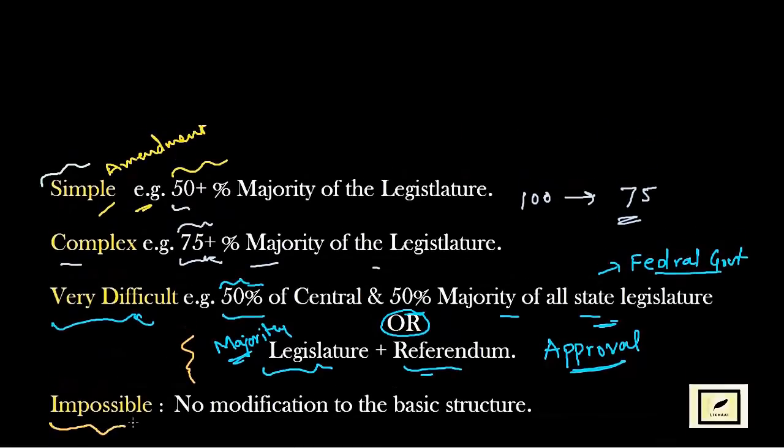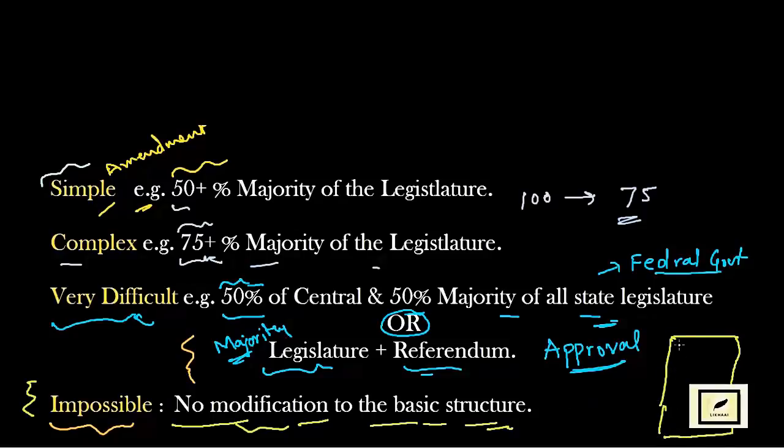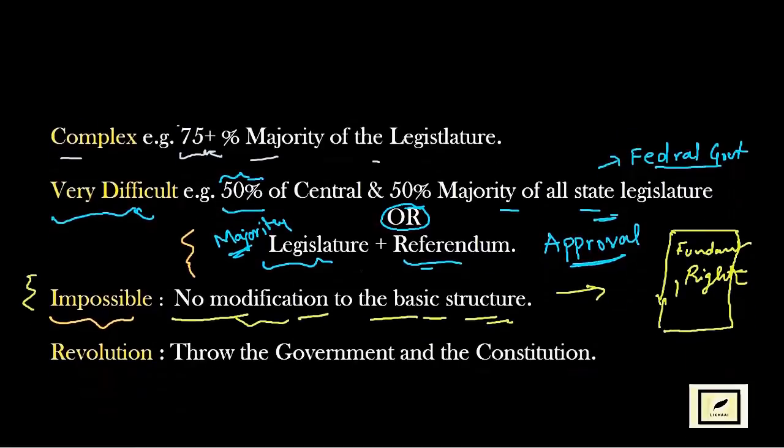Then there is another kind of amendment which is called as impossible kind of amendment. That is, no modification to the basic structure of the constitution. That is, you cannot change the constitution. Such kind of difficulty is called as impossible or no modification to the constitution. In constitution, for example, the case of fundamental rights, you cannot change them. There are certain constitutions which declare that the members of parliament or the government cannot change the fundamental rights given to the general public. It is impossible.